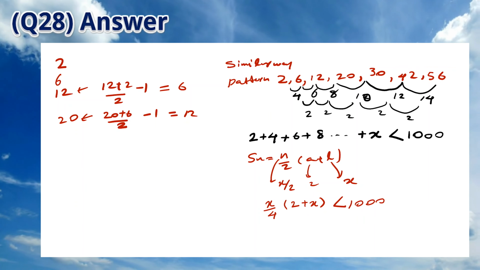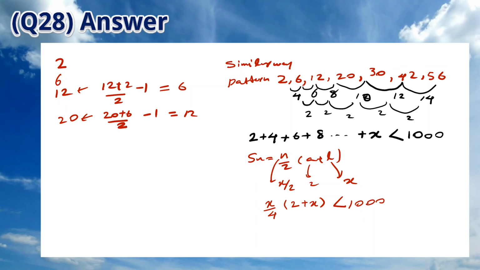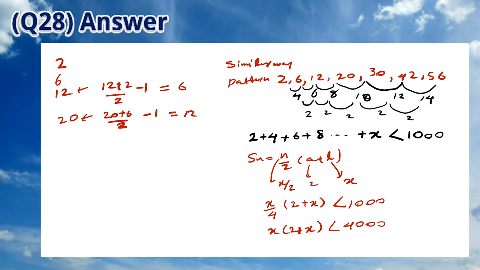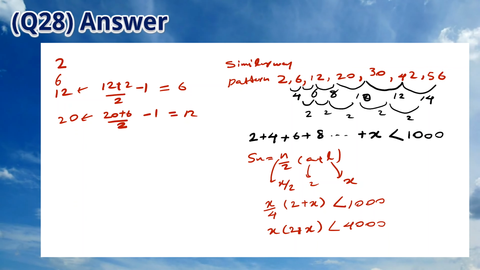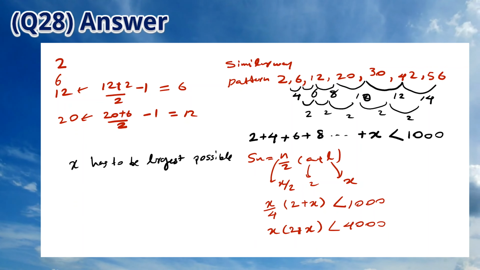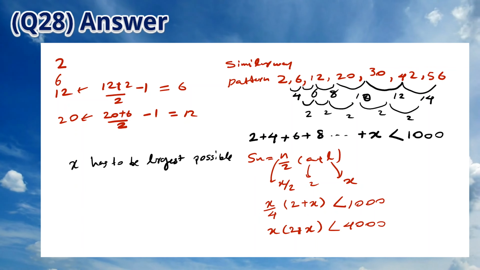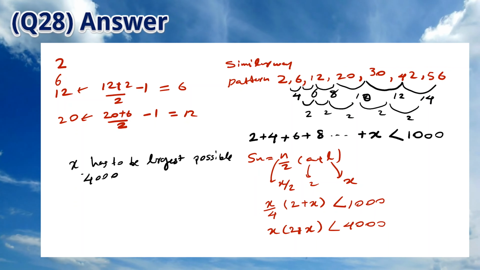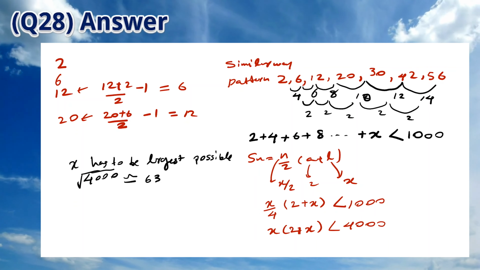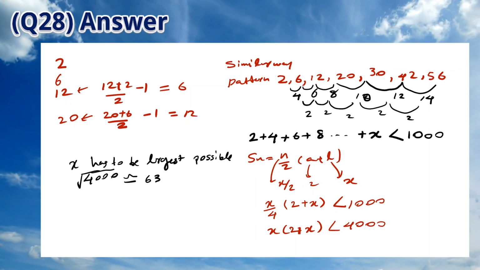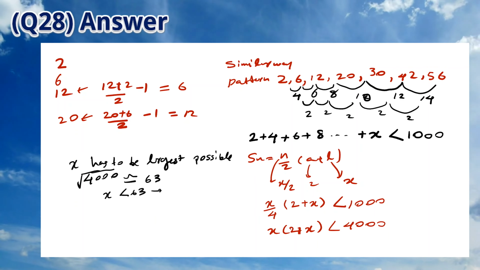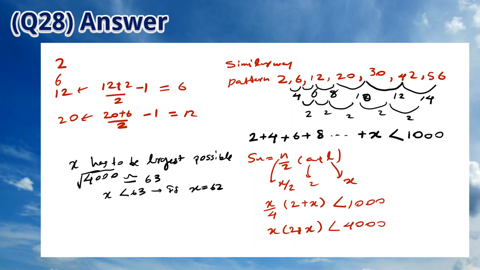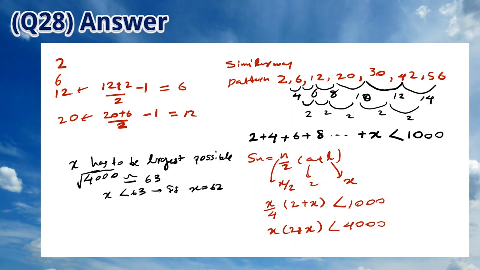We can rewrite this equation to get that x multiplied by 2 plus x has to be less than 4000. We want this to be as large as possible, so x has to be as large as possible. The square root of 4000 is approximately 63. This means that x has to be less than 63. We can try the possibility if x is equal to 62.